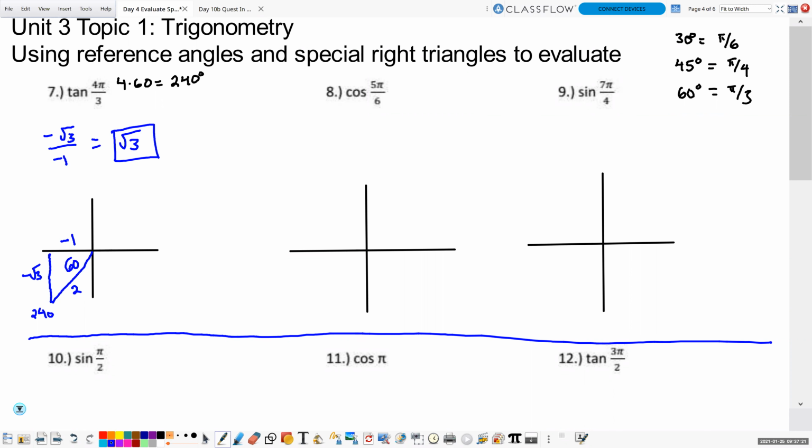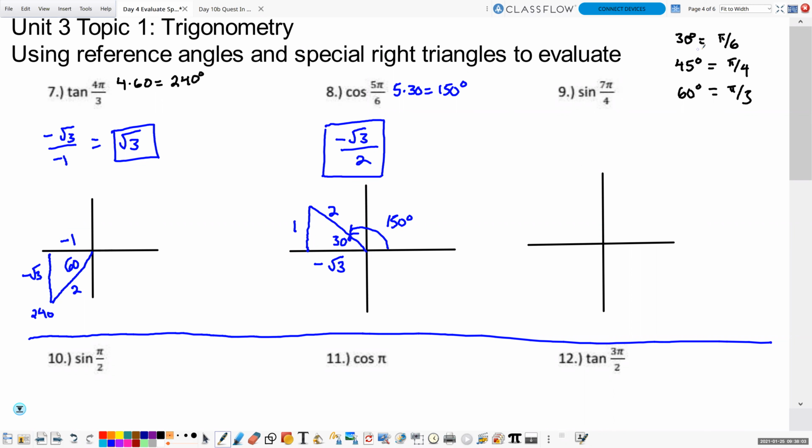Then for cosine of 5 pi over 6, I know that pi over 6 is 30. So 5 pi over 6 is 5 times 30, which is going to be 150 degrees. That's going to fall in the second quadrant with a reference angle of 30. Opposite the 30 is 1, and that's positive because it goes up. Hypotenuse is 2. Adjacent side goes to the left, so it's going to be -√3. Cosine is adjacent over hypotenuse.